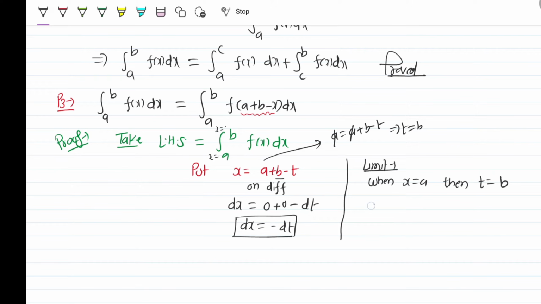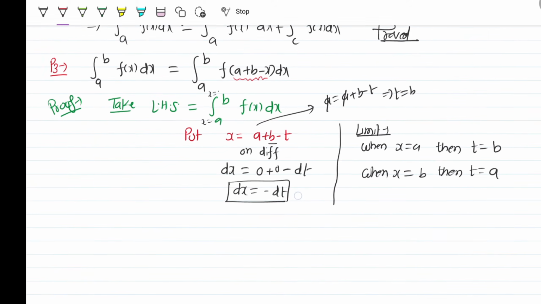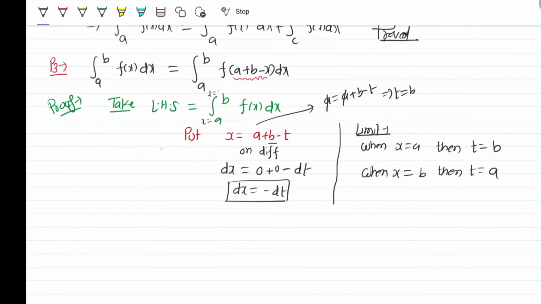Similarly, when the x limit is b, the upper limit, that time the t value would be a. You can check. So now your integral changes like this. The LHS integral limit a to b will be b to a.